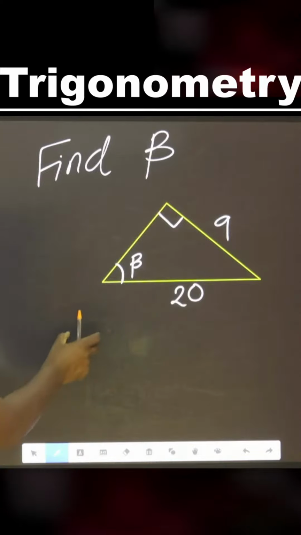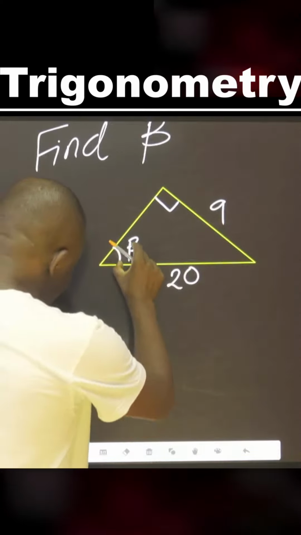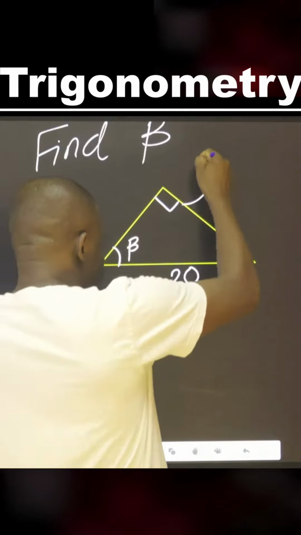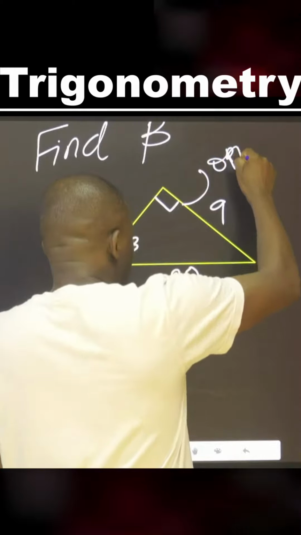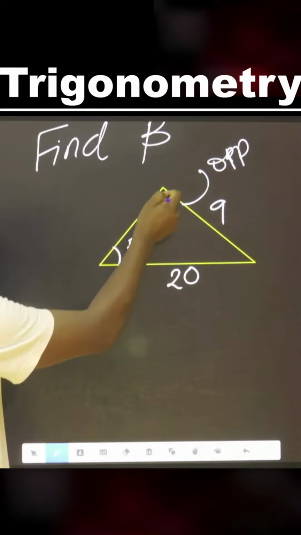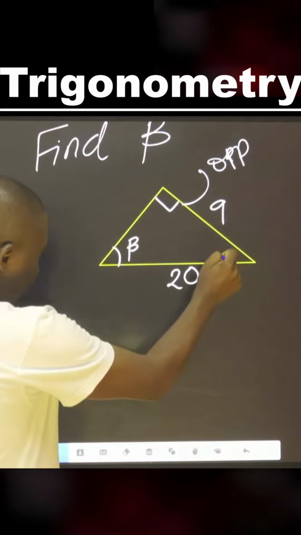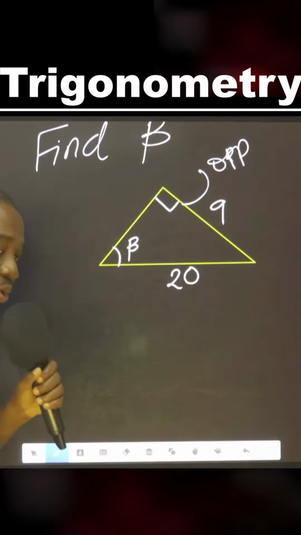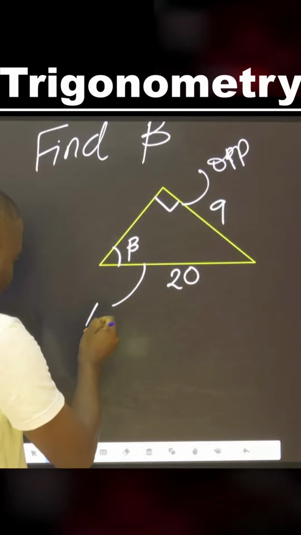The next thing we need to ask ourselves, what angle is this? This angle is beta, faced by this line. It means that this is opposite to the angle. This is the longest line because it is facing 90 degrees. So this is the hypotenuse.